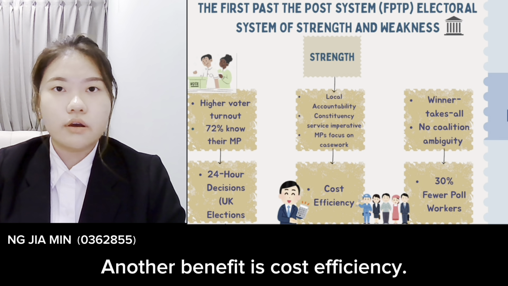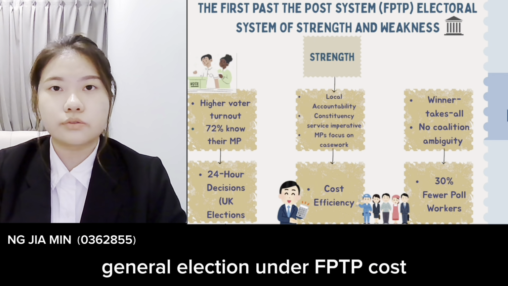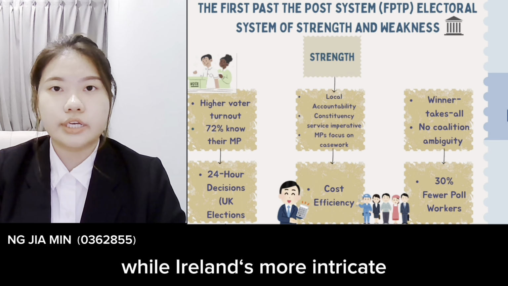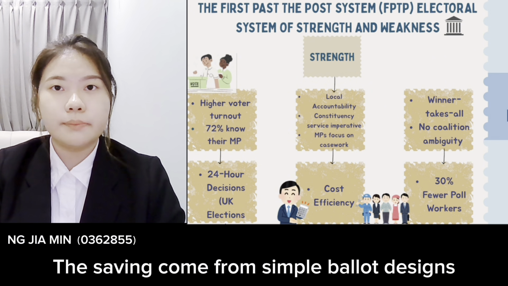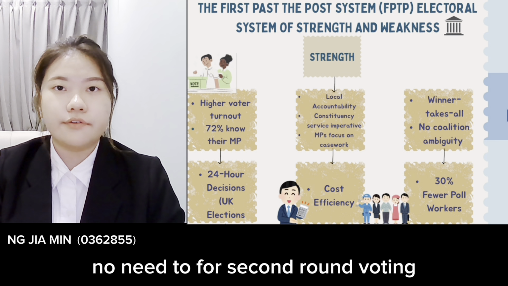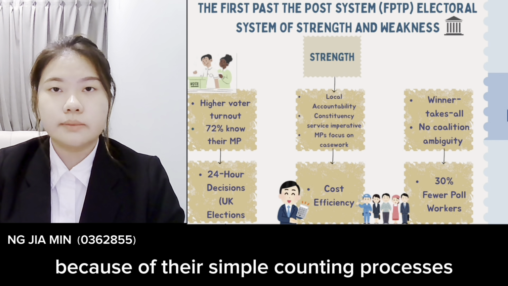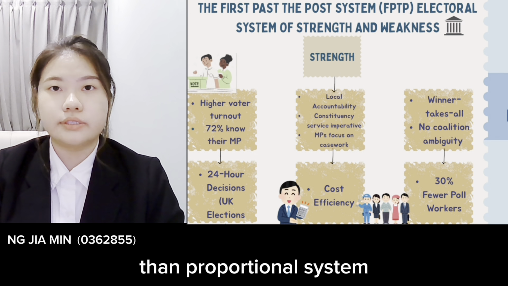Another benefit is cost efficiency. According to the UK Electoral Commission 2019 report, a general election under FPTP costs roughly $1.5 per registered voter, while Ireland's more intricate single transferable vote system costs $3.2 per voter. The saving comes from simple ballot designs, no need for second round voting, and less voter education. Furthermore, because of their simple counting processes, FPTP systems needed 30% fewer poll workers per capita than proportional systems.